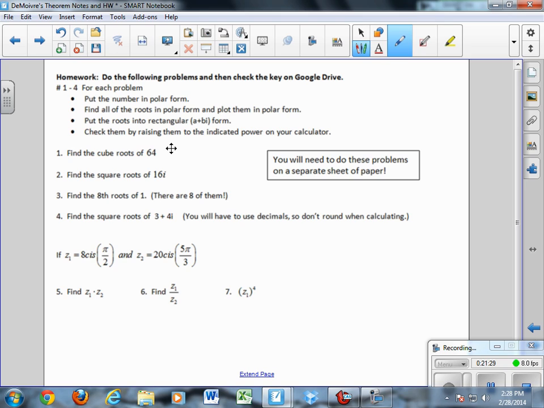The 2 most challenging ones would be to find the 8 roots of 1, and that's just because there's more of them to do. And then the second one, on the 4th one, says you'll have to use decimals, so don't round. If you don't round at all, but you just on your calculator go up and grab the number every time you need it, your answer will turn out to be perfectly nice. If you round, you won't get a perfectly nice answer. So I'm just warning you, don't round on that one. Then the last few problems are just a review from a previous worksheet.